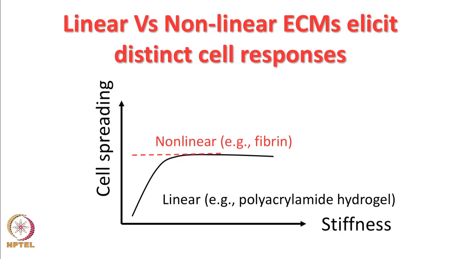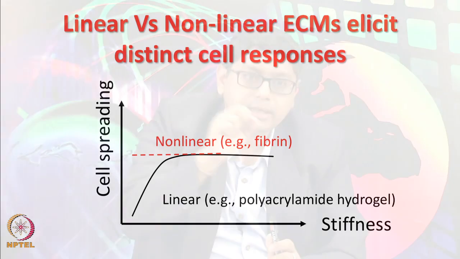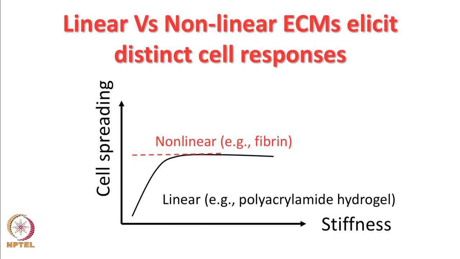The other aspect, again coming back to the linear versus non-linear materials. What I have shown here is how cells would spread on materials of different stiffnesses if it was a linear elastic material, in the case of polyacrylamide hydrogel, or a non-linear material. What you see in linear materials is that when you increase the stiffness, cells spread more and more, and beyond a certain threshold there is no change in cell spreading, it saturates. Okay. But if you take a non-linear material, no matter what concentration you start from, whatever is its initial stiffness, you see that cell spreading does not have any dependence on stiffness.